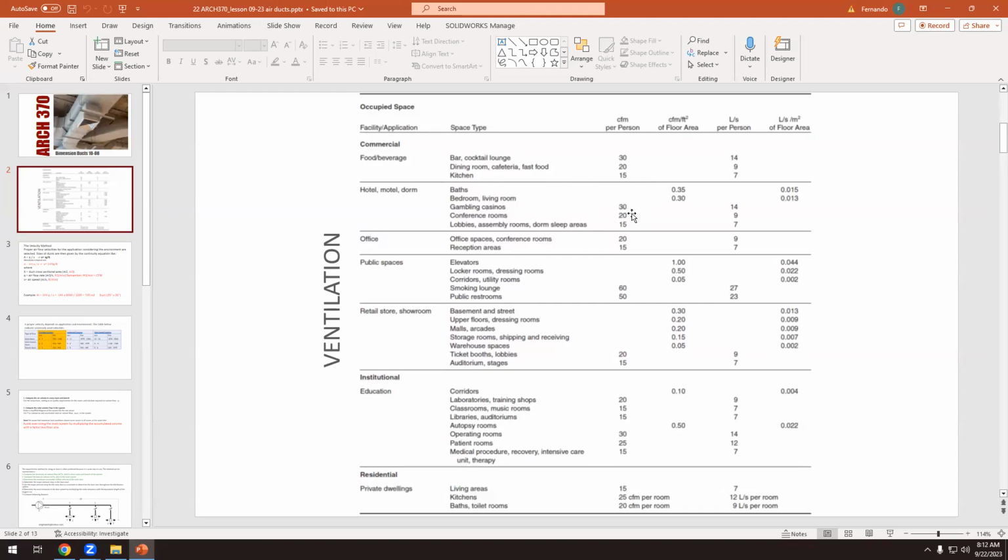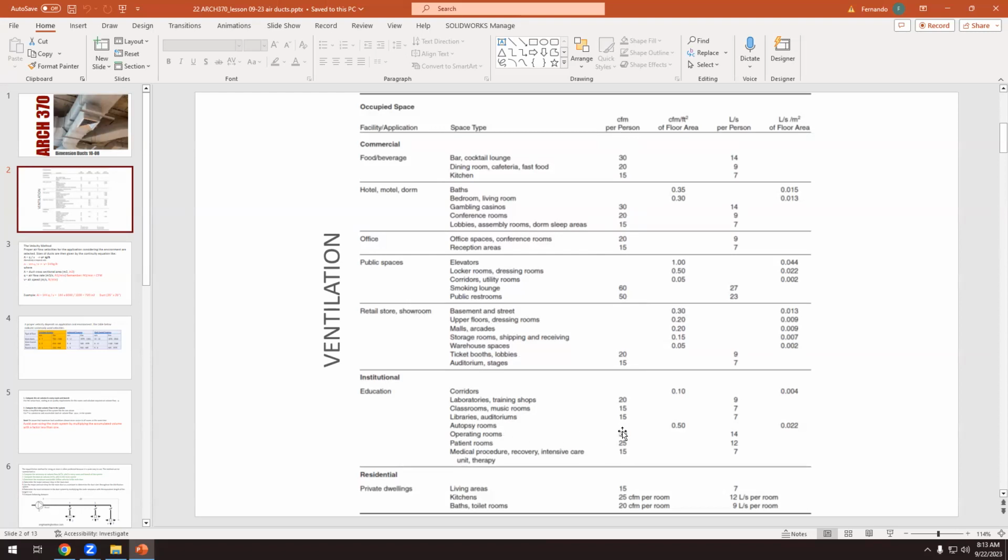So what are the special spaces? When do we have more than 20? In gambling casinos, yeah, a lot of excitement there. Office spaces is 20, reception areas is 15. So if we always use 20, that's good. Smoking lounge, it's 60. Public restrooms, it's 50. Okay, so yes, if we are designing something special, we have to increase the ventilation and the airflow. But other than that, it's 20, 15, 20.